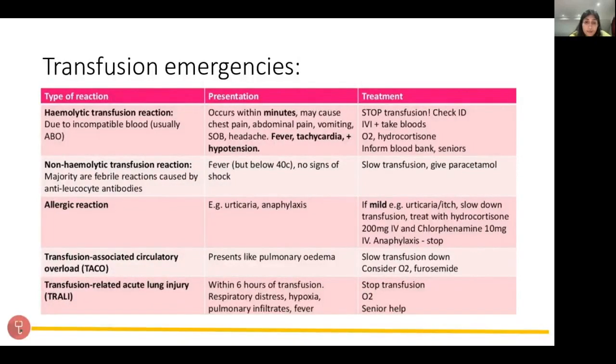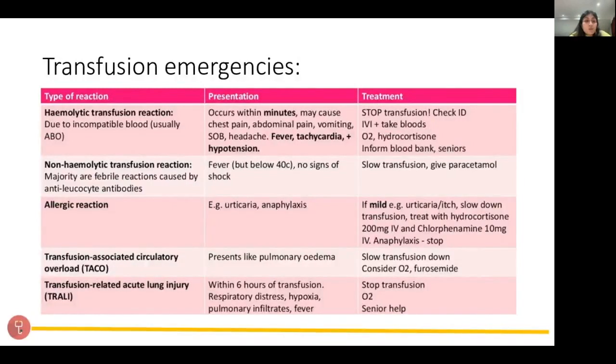And then obviously get IV access. Fluids and bloods are very important. And then, because most probably their SATs will be low, you want to give them oxygen, and obviously escalate and get your seniors involved as soon as possible. But the main thing to remember is stop the transfusion.